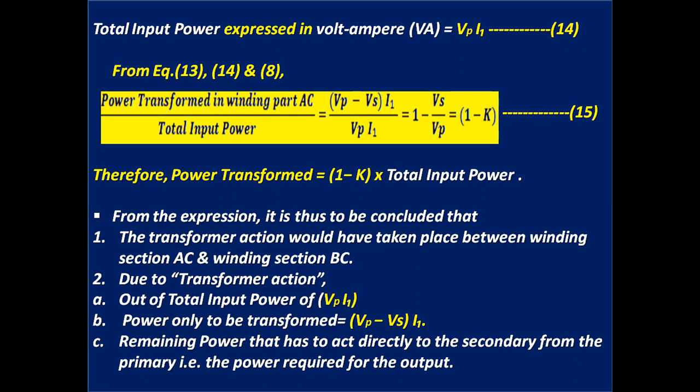Due to transformer action, out of total input power of Vp I1, power only to be transformed equals Vp minus Vs into I1. The remaining power acts directly to the secondary from the primary, that is the power required for the output.